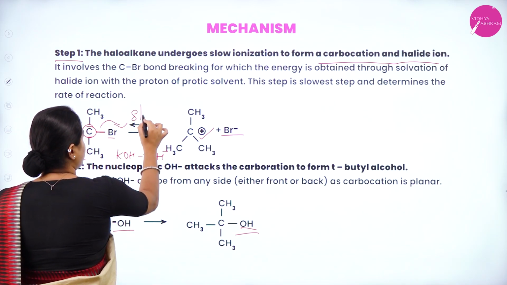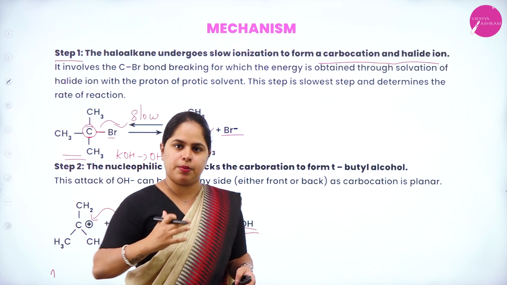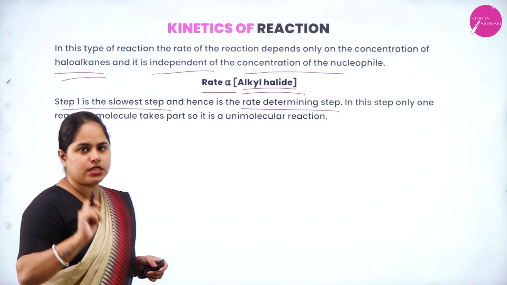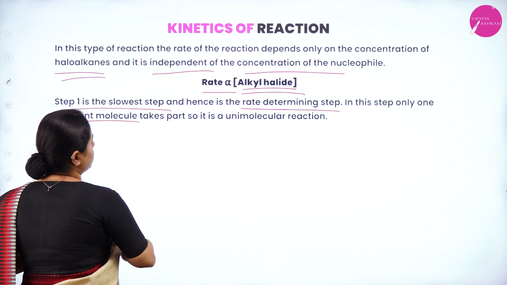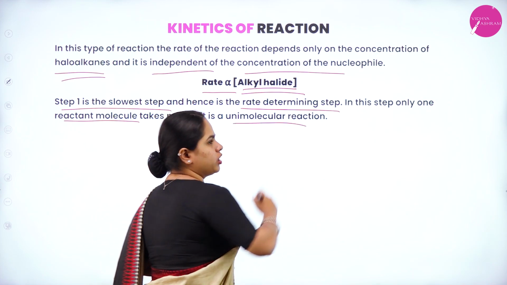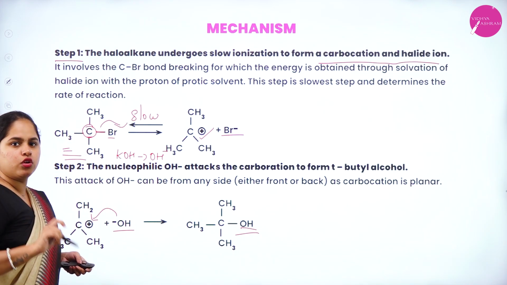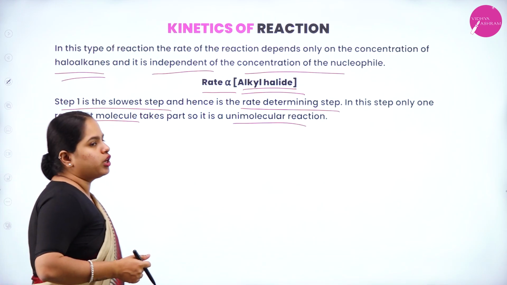This is a very, very slow step. Whichever is the slow step will be the rate determining step of the reaction, right? So which is the rate determining step? The first step will be the rate determining step. In this step, only one reactant molecule takes part, so it is a unimolecular reaction, right? Only one molecule of haloalkane is taking part in the reaction. Hence, it is a unimolecular reaction.